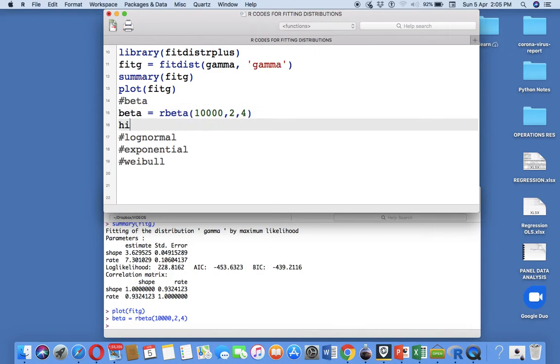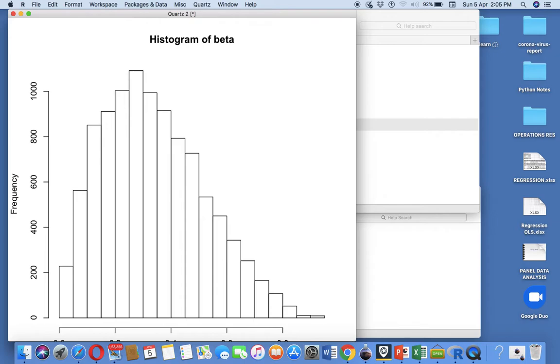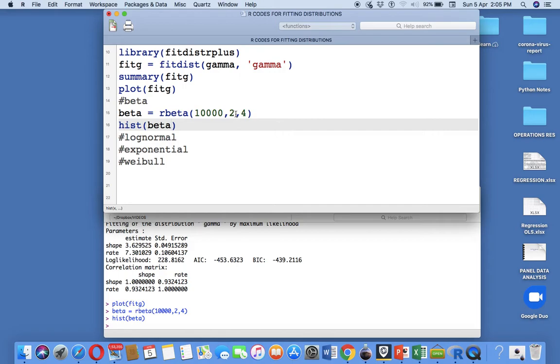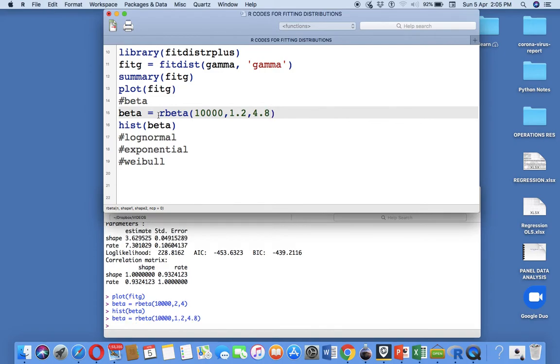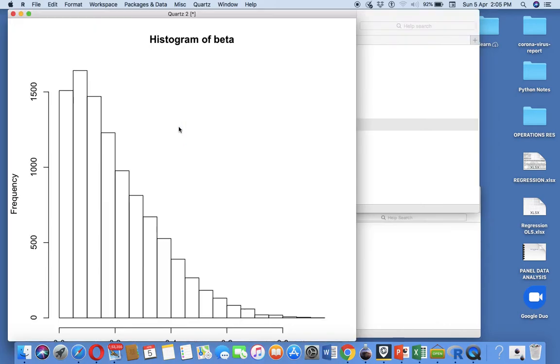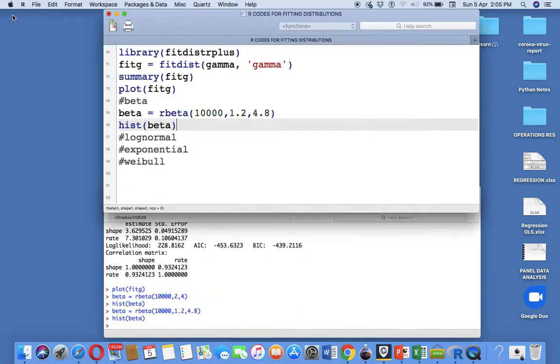Now I look at the histogram, and say beta, and I get the histogram, and that is also skewed, as you can see. And as I change the values of alpha and beta, supposing I make this 1.2 and this 4.8, then the shape will change. So you can see we need to find out the appropriate parameters. It's getting a little more skewed.